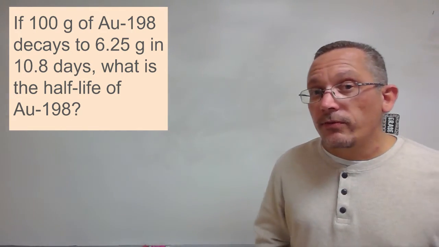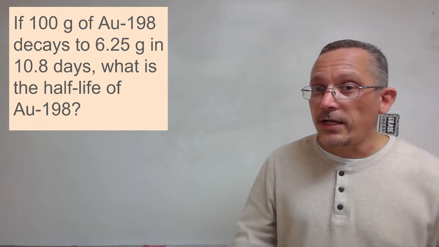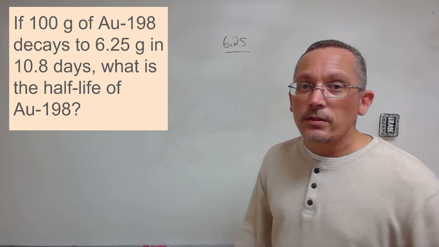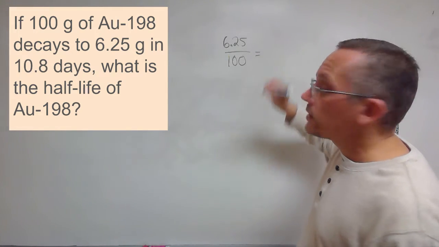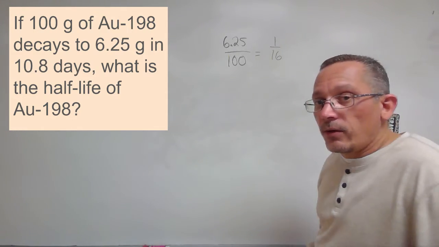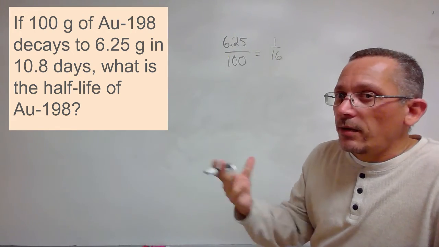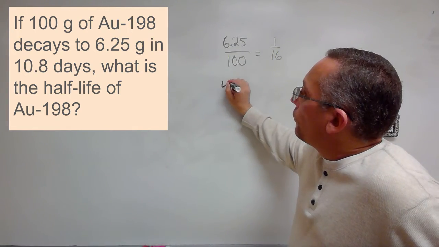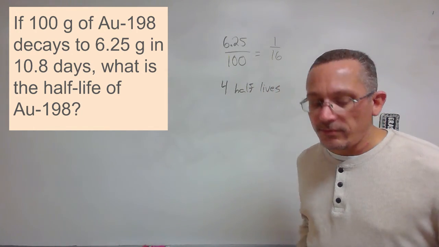Okay, so the first thing we want to figure out is what fraction is left. So we know what we started with and we know what we ended with. What fraction is left? We ended with 6.25 grams. We started with 100. And if you simplify that, the fraction is 1/16. Okay, so we have 1/16 the original amount left. Then ask yourself, how many half-lives have gone by? 1/16 is how many half-lives? Okay, 16 is 2 to the 4th power. So this is 4 half-lives. Okay, 4 half-lives have gone by.